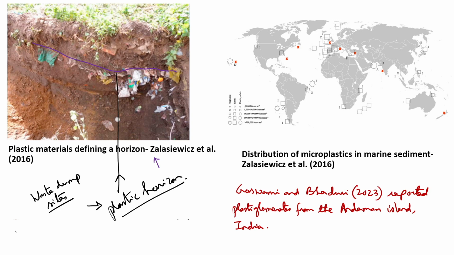Now, let us look at the distribution of microplastics in the marine sediments, and we find so many locations worldwide. That is the west coast of India, where I am putting this arrow here, and then at so many places, which means that plastic pollution and distribution of microplastic in marine sediment has become a global observation or global occurrence.